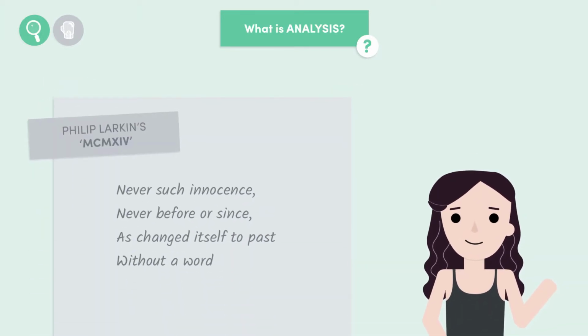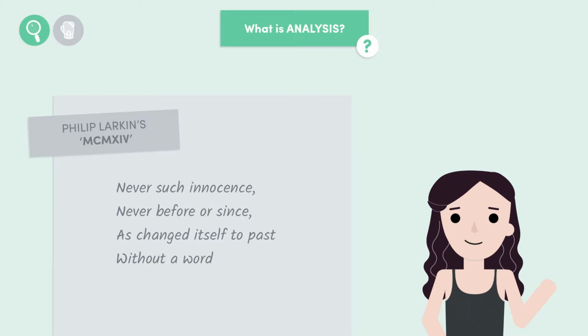Let's take a few lines from Philip Larkin's 1914. Never such innocence, never before or since, as changed itself to past, without a word. You might look at that and think, it's just writing really, but to get a good understanding of the meaning Larkin is creating here, and to get the best marks, you need to be asking questions about everything.